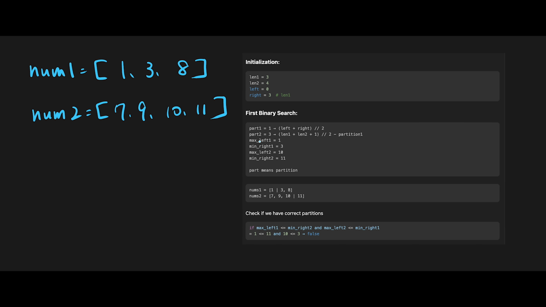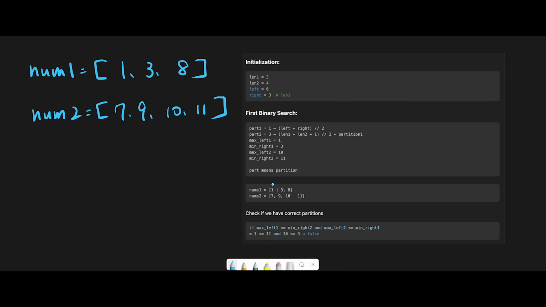So in this case, max left 1 is 1, right? And the minimum right 1 is 3. And the max left 2 is 10, and the minimum right 2 is 11. And check if we have the correct partition with this formula. But we don't meet this condition, so that is false. So that means we can't create a sorted array because this is virtual.